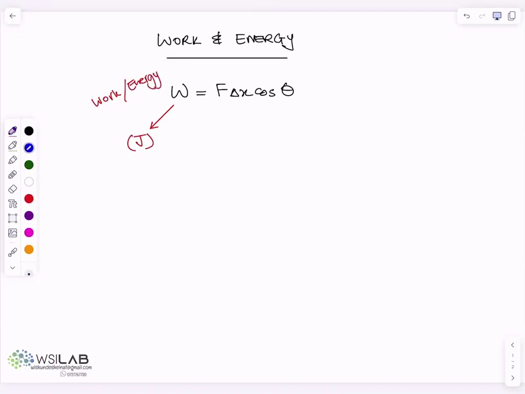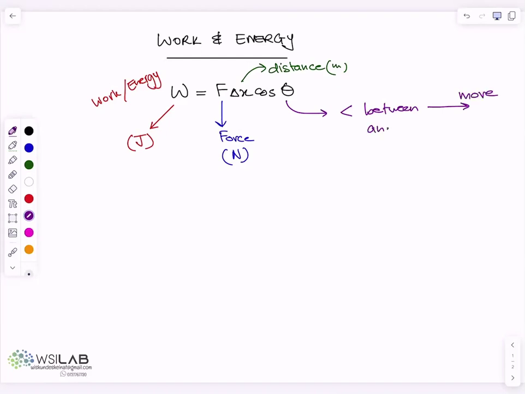F is just force, that's in newtons. And then delta X is distance, that's in meters. And then cos theta, I'll explain a bit. That is the angle between the direction that an object is moving and the force that you are applying. Okay, happy with that? Just quickly make a note of that.